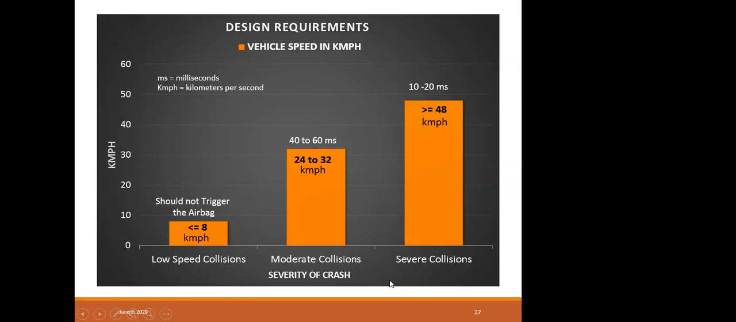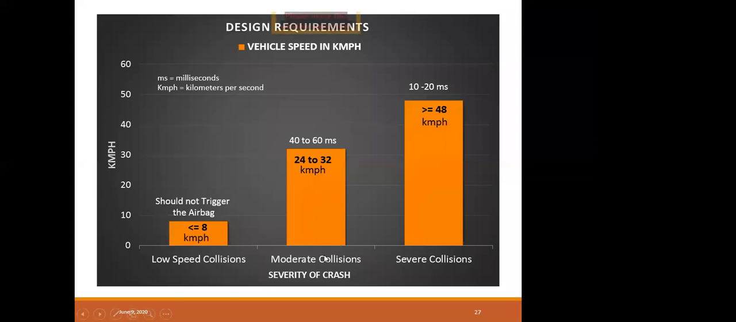So low speed collision is characterized by the impact force generated during a collision when the vehicle speed is less than or equal to 8 km per hour. If a vehicle has met with an accident at 8 km per hour, this will not produce a huge impact. That is not a big deal, right? So your airbag control unit should not trigger the airbag under this condition.